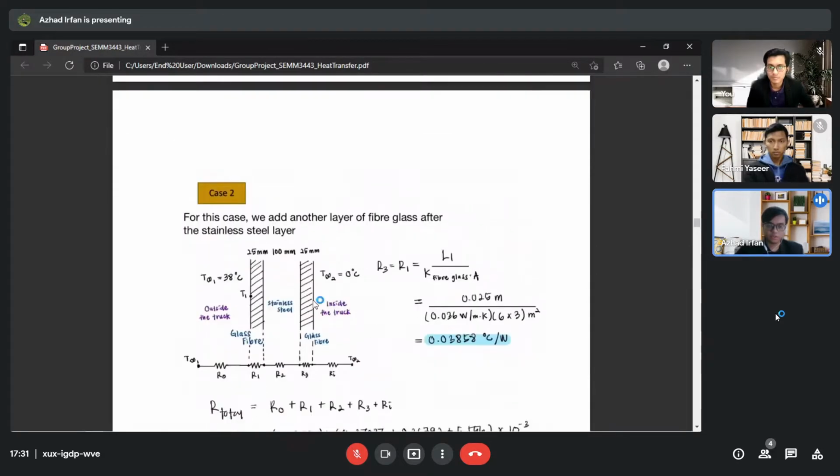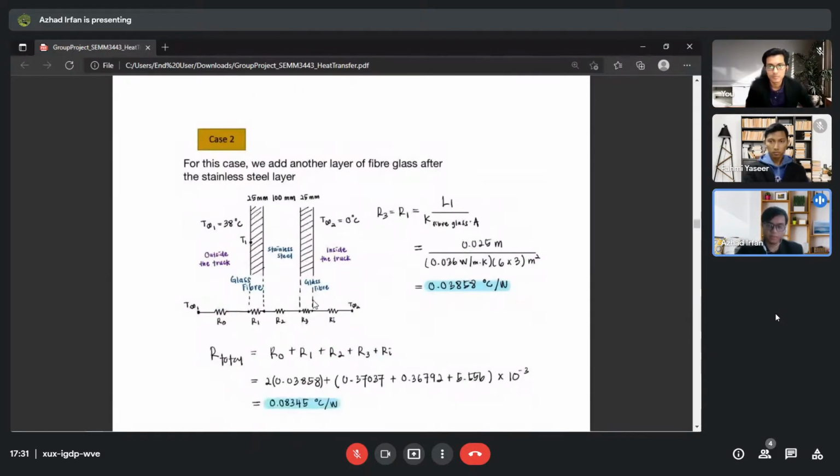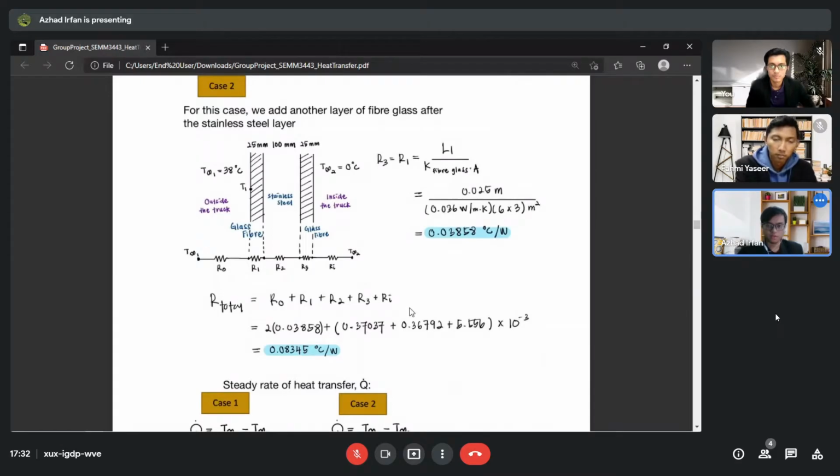Okay, case 2 is the improvement from case 1, where we add another layer of fiberglass after the stainless steel. This is a view from the outside of the truck: fiberglass, stainless steel layer, and fiberglass layer, and this side is from the inside of the truck. We all know that R1 and R2 are the same because it is glass fiber. We just add them all here and we obtain the R total value.